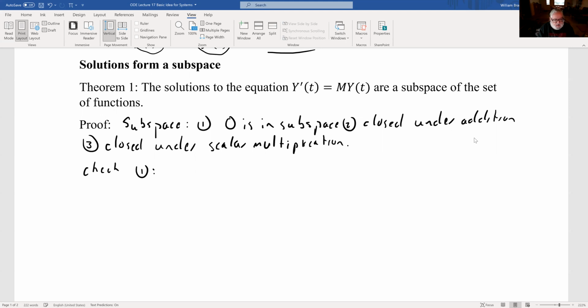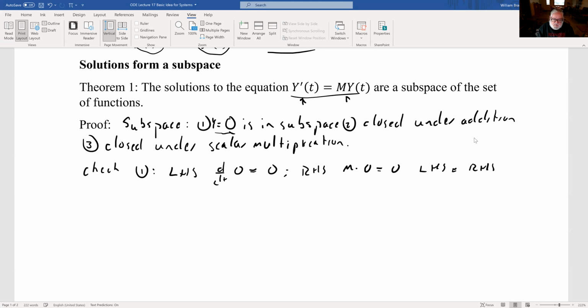Check 1. How do you check that a function is a solution? And this should be y equals 0. How do you check that something is a solution to an equation? You plug in y equals 0. So the left-hand side, the derivative of 0 equals 0. The right-hand side, M times 0 equals 0. So left-hand side equals right-hand side. 0 is a solution to this equation.